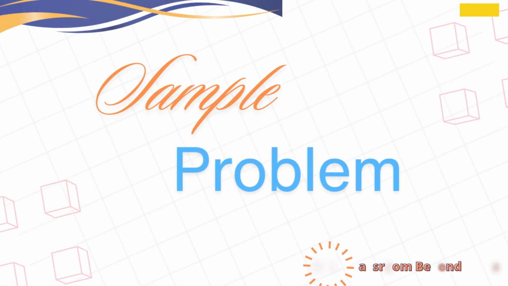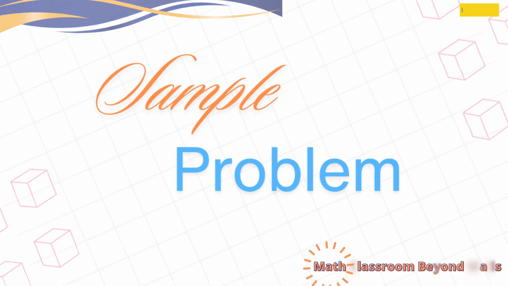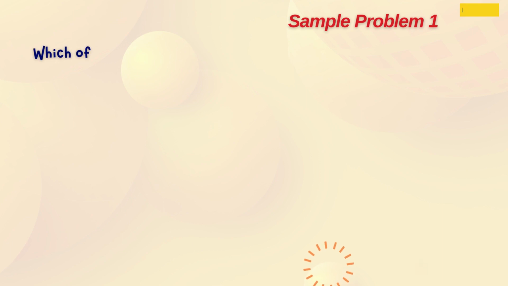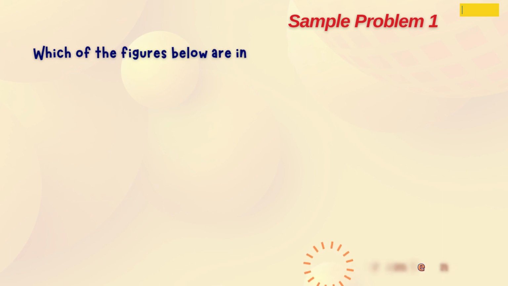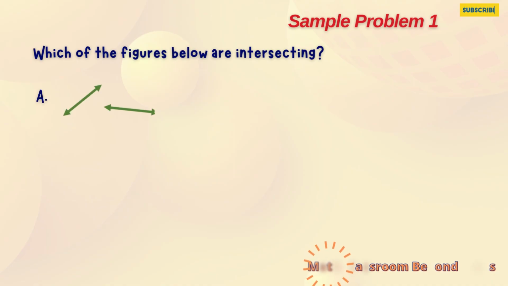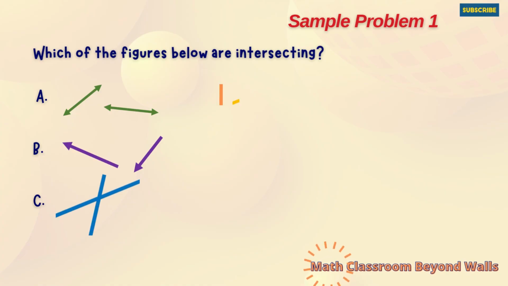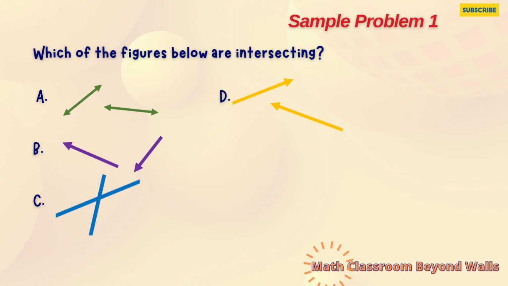That being said, let us have this exercise first to recall our understanding of some concepts. Here it is. Which of the figures below are intersecting? Option A, Option B, Option C, Option D, and Option E.